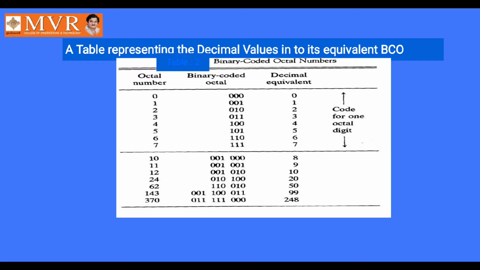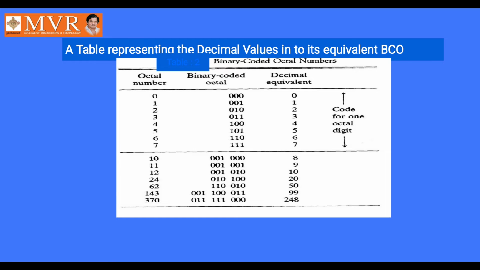Table 2 shows binary coded octal numbers. As we discussed earlier, the octal number system is 0 to 7. After 7 you start with 10, 11, 12, like that, and binary coded octals are given from 000 to 111, up to 7, and the decimal equivalent value of the octal is also given there. In the bottom part of the table we have given some examples of how to convert an octal number to binary coded octal, that is BCO.